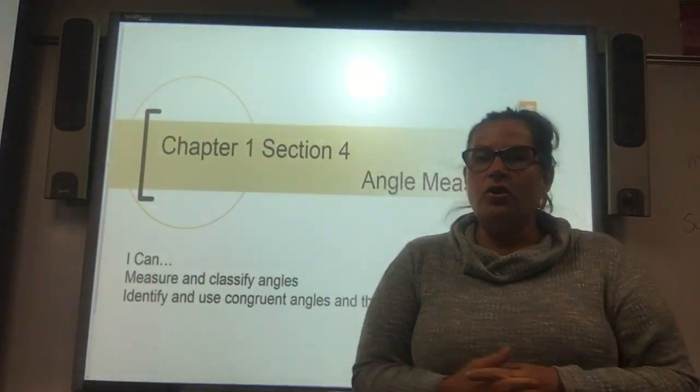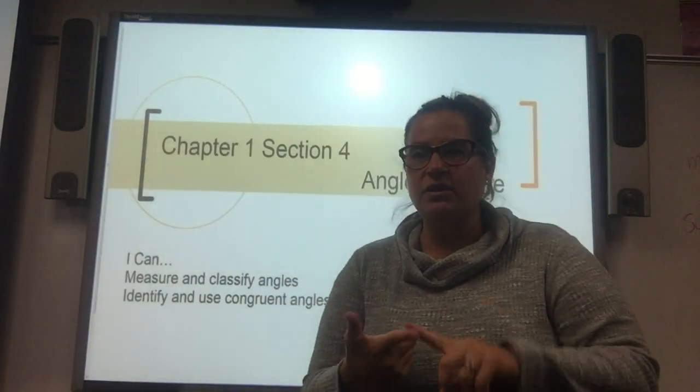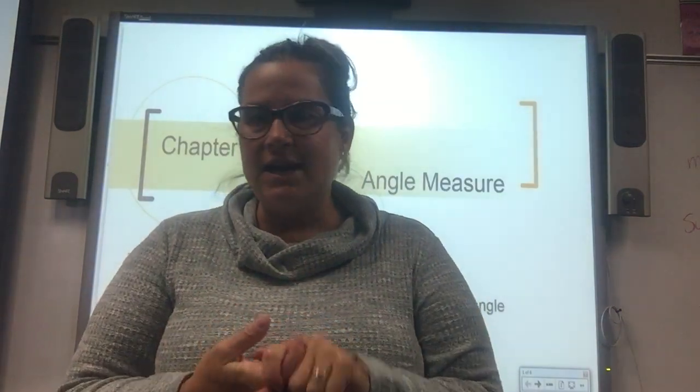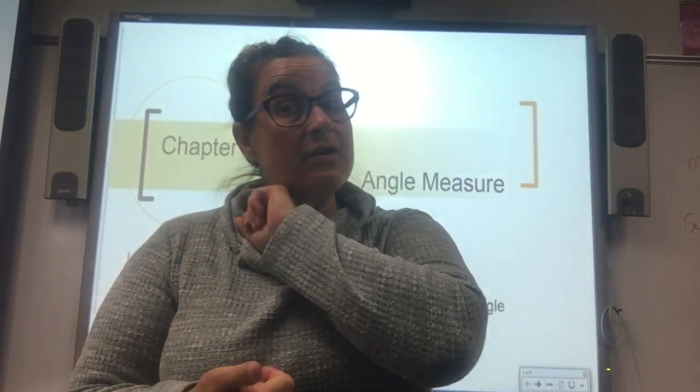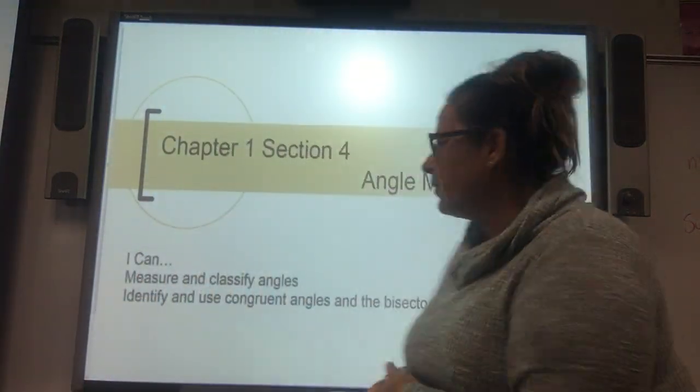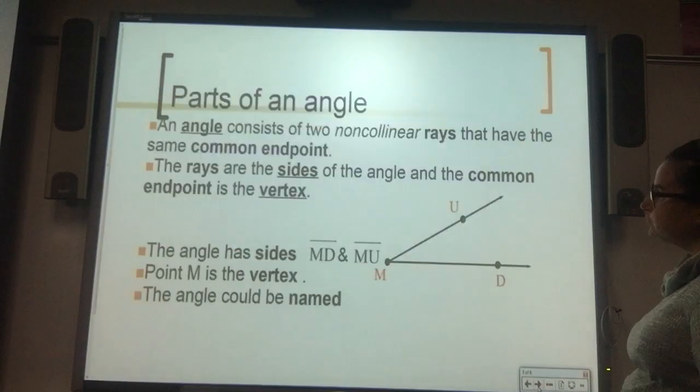of an angle. So classifying angles, we mean obtuse, acute, and right. So right is 90 degrees, acute is less than 90 degrees, but more than 0. And obtuse means that it's more than 90 degrees. So we got that down.